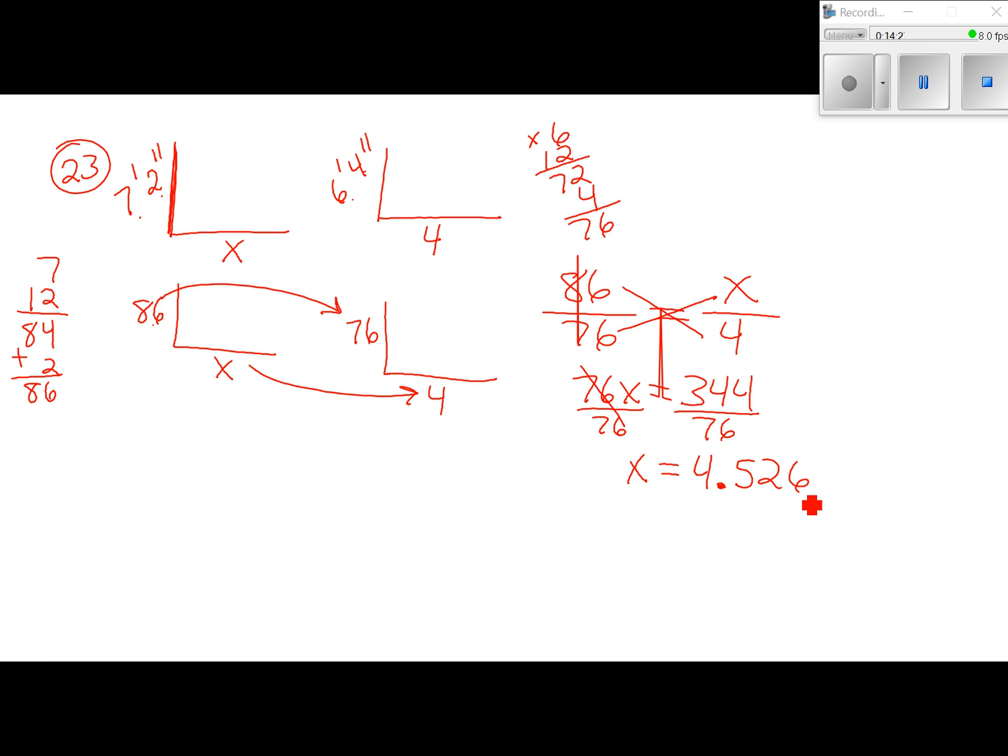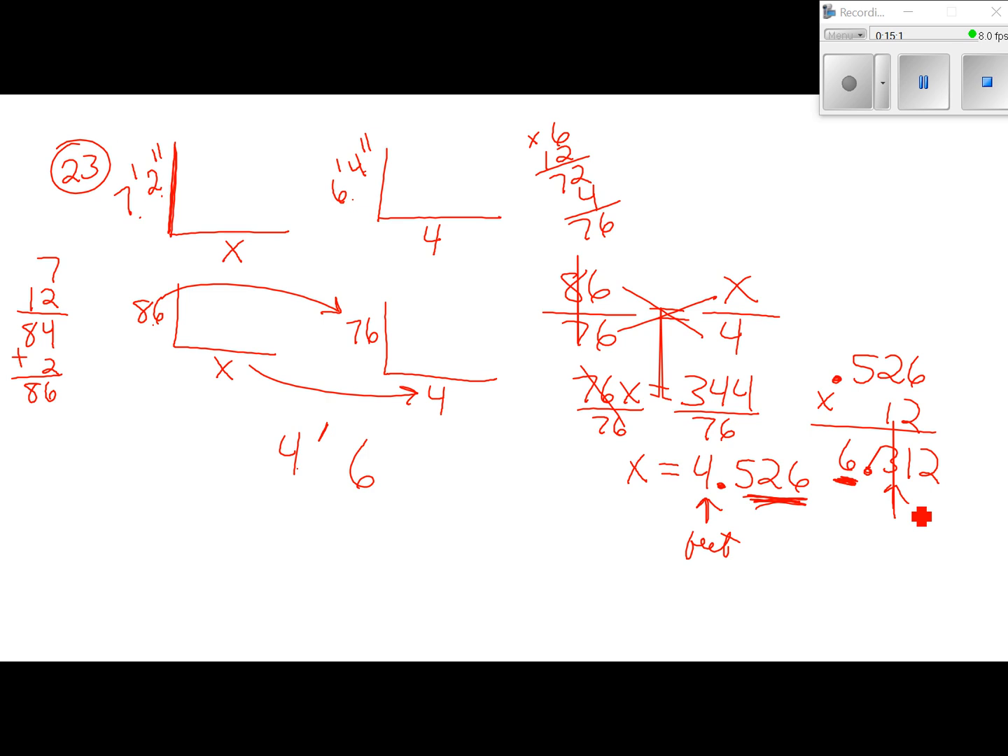Now what we can do with that, this is our feet. So this person's shadow is going to be 4 feet, which is 1 mark. This decimal part, we take it times 12, and that's going to tell us how many inches are in that decimal part. So if you just take your calculator and do 0.526 times 12, it comes out to be about 6.312. So it's about 4 feet, and we'll just say that part right there is the inches. It's about 4 feet, 6 inches. And this part is going to be like your fraction part of an inch.